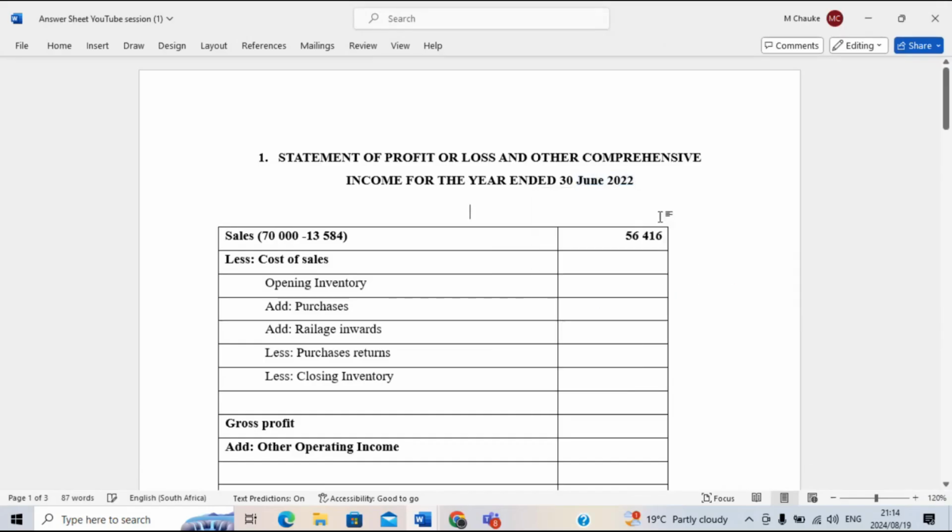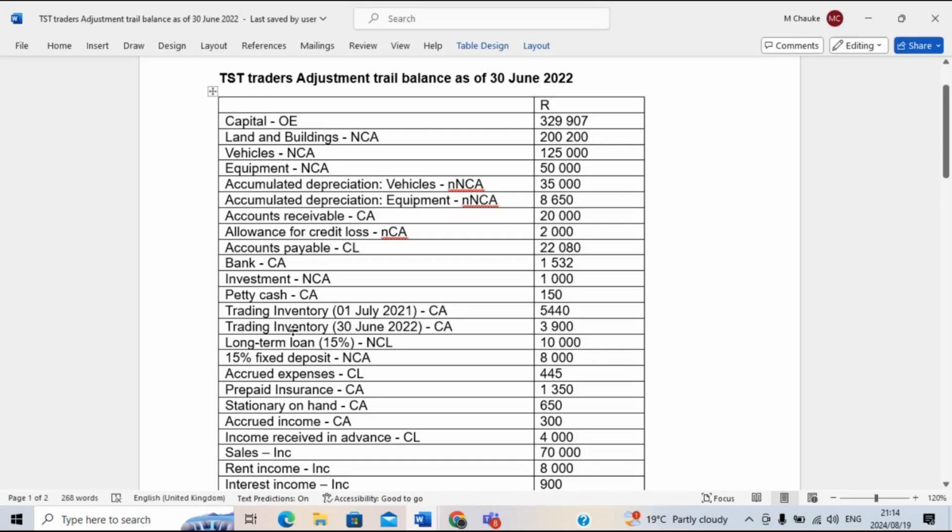Your year started on the 1st of July 2021, right? We're going to look at opening inventory according to the date, because they did not tell us whether it's opening or closing, but they gave us something that we can identify with, which is the date. So we are going to check the opening inventory according to the opening date. I said the opening date is the 1st of July 2021. There we go. This is our opening inventory, 5440, right?